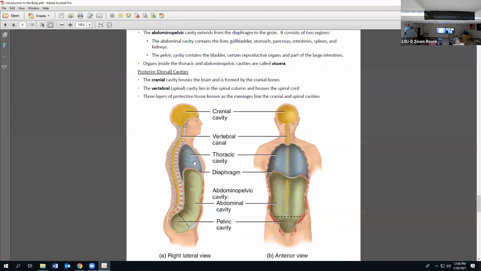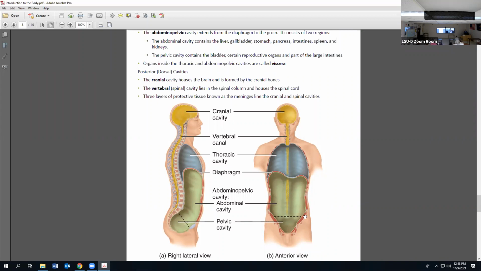Now, separating the thoracic cavity from this large green cavity is a muscle that allows us to breathe, called the diaphragm. And below that diaphragm is this large abdominal pelvic cavity, which, as it states, extends from the diaphragm to the groin. You can further subdivide that very large cavity into the abdominal cavity, which is superior, and the pelvic cavity, which is inferior. Now notice in both pictures there's a dotted line to separate them, and you have to understand that that's an imaginary line. It's not a real thing.